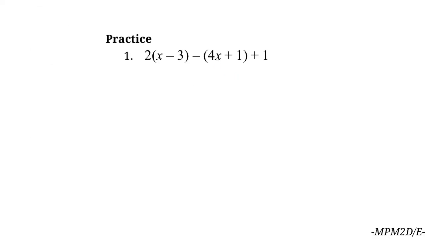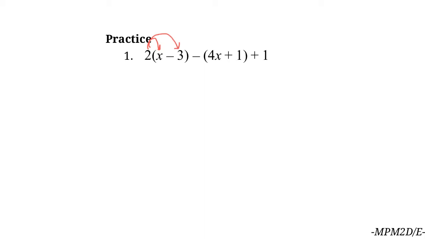So let's try our first practice question. We have 2 multiplied by x minus 3 minus 4x plus 1 plus 1. So the first thing we want to check for, are there any distributions that could take place? So when I look at this, I see that I have a 2 attached to our first binomial, x minus 3. So 2 is going to get multiplied into the first bracket.